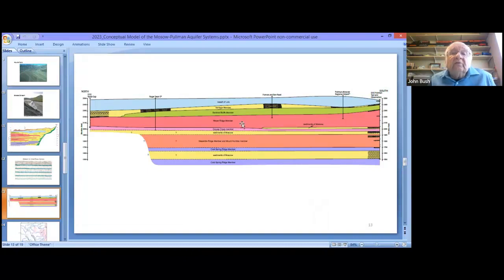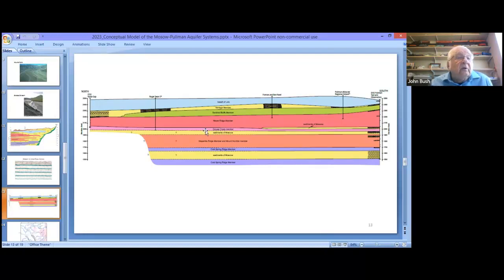So this area is in the central part of the Moscow-Pullman Basin. The water is now into the intraflow zones, and it's moving somewhere to the west. And remember, we have documented that we can trace this water from Moscow Mountain over into the Pullman area. So it's moving across those contact zones.